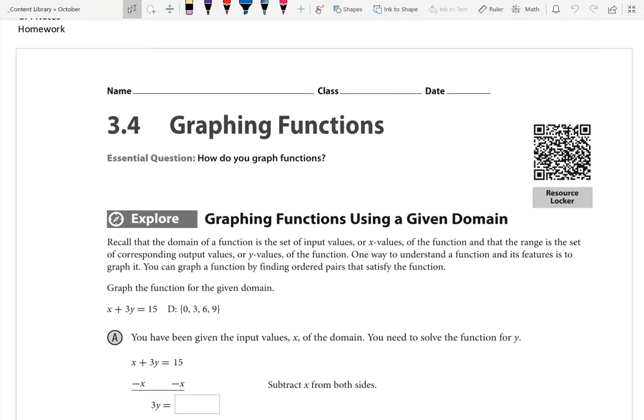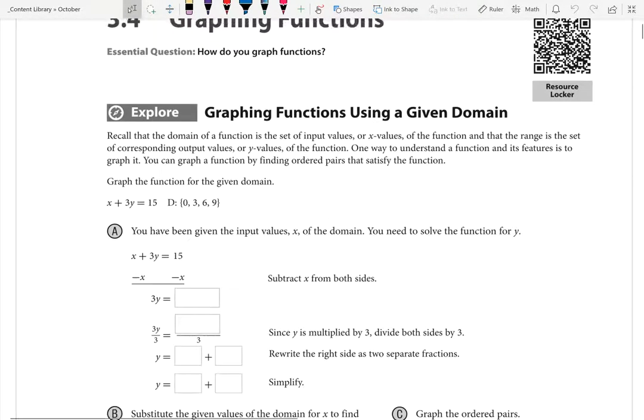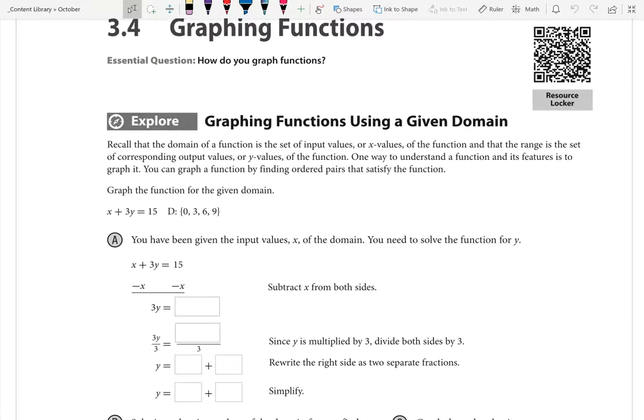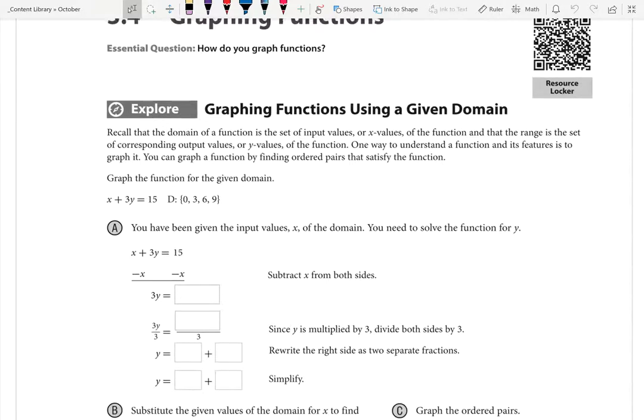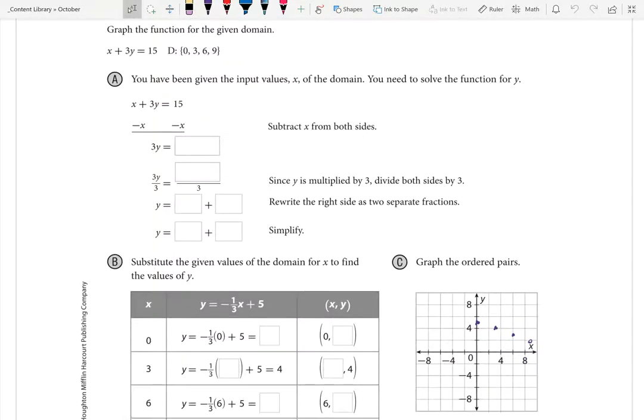Okay, 3.4, graphing functions. It's a very important section because it gives you some freedom in how you graph some of these functions. It's very important to distinguish the difference between discrete and continuous. And so that can lead to some confusion, but overall it's a very simple concept, very intuitive overall. Once you get the hang of it, you'll get the hang of it.